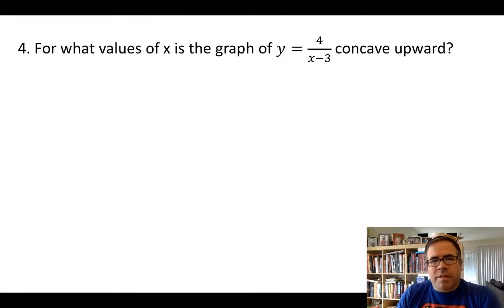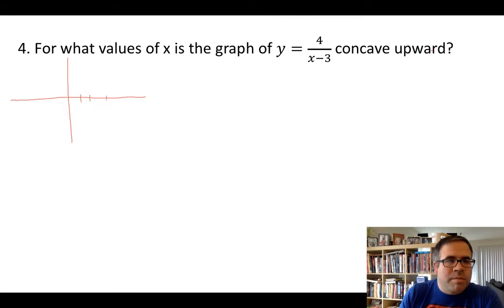For what values of x is the graph of y equals 4 over x minus 3 concave upward? Now, I do not want you to use calculus for this. You can use calculus, and I'll show you how, but really, you should be able to solve this without any calculus by examining the function. So we see that this is just a simple reciprocal function, which has a vertical asymptote at x equals 3. And since the numerator is positive, it must have this shape.